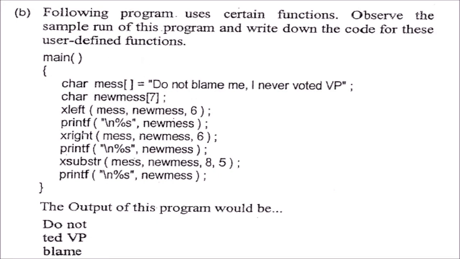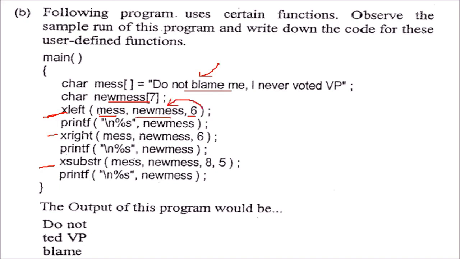This program uses certain functions. We have to observe the sample run of this program, and write down the code of these user defined functions. So we have to write the code for xleft, xright, xsubstring. When we see the first one, we have a character array, that is a string, or you can say a sentence, and we have taken newmess as one more character array. This is xleft. xleft means we have taken mess, and from this we want the first to sixth elements to be placed in newmess.